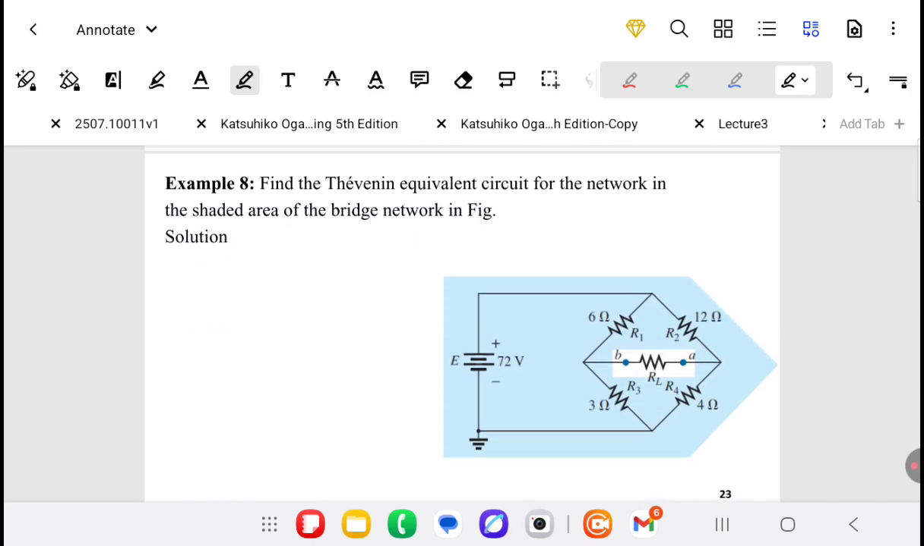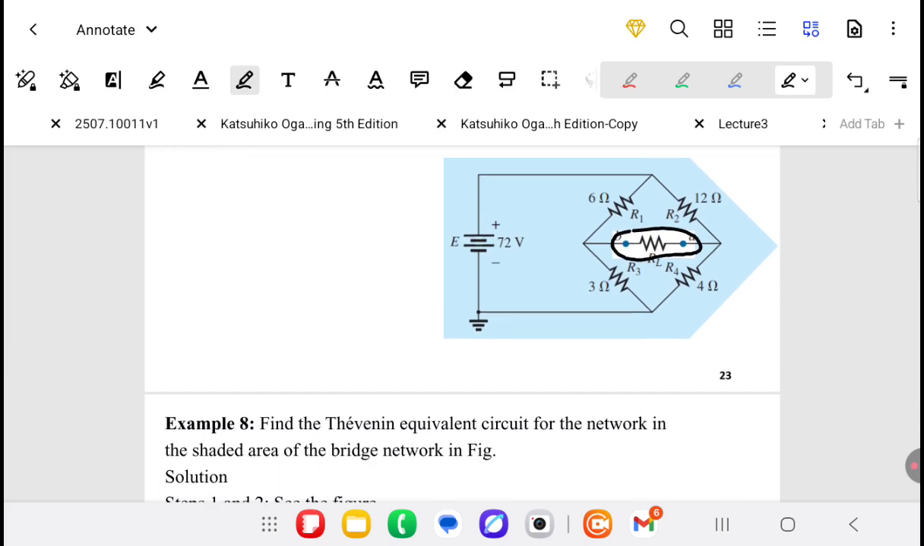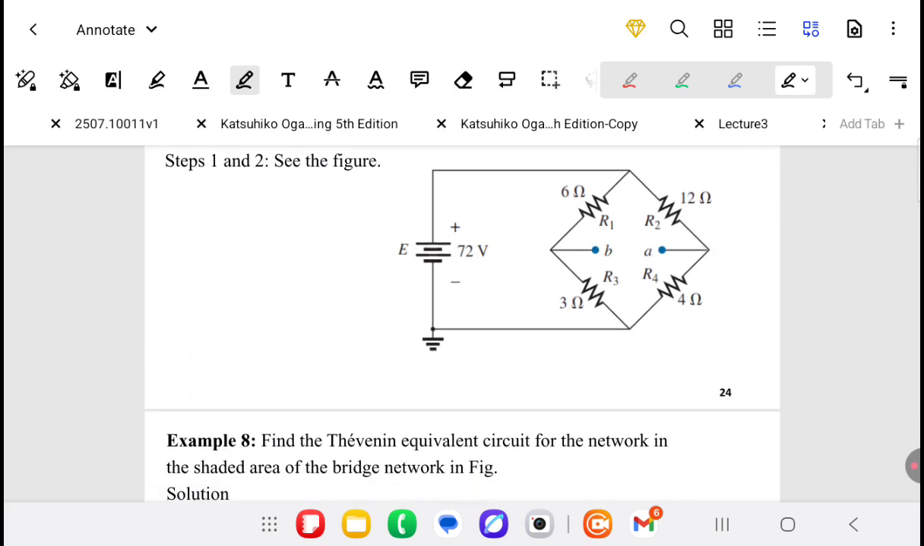Another example, find the Thevenin equivalent circuit for the network in the shaded area of the bridge. We have the bridge circuit where the load is across terminals A and B in the center of the bridge. First of all, we replace the load by an open circuit, or we replace the load and mark terminals A and B as shown in figure here. Points A and B are marked, and we remove the load.